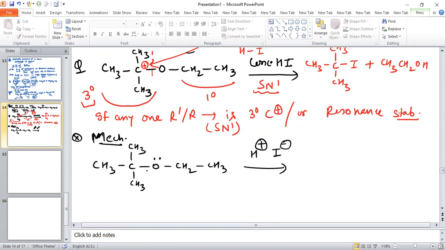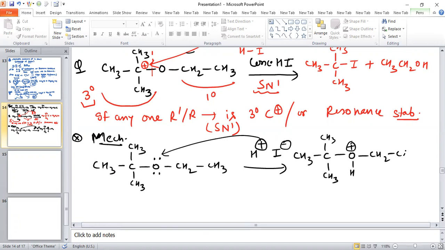In the first step, H plus will attack on the oxygen atom. When H plus attacks the oxygen atom, it will be like this: CH3C, CH3, and oxygen with positive charge, there is hydrogen, and this is CH2 and CH3. Now cleavage of ether, because positive charge on oxygen is less stable. So this bond will break either this way or in this way.